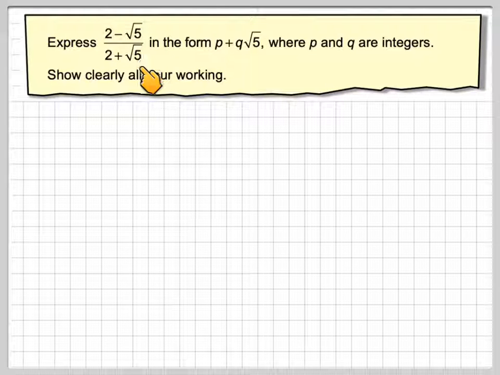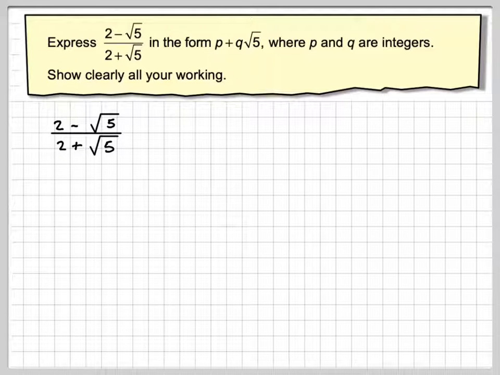Express 2 minus root 5 over 2 plus root 5 in the form p plus q root 5, where p and q are integers. Show clearly all your working. Now we know we can put this in our calculator and get the answer. You'll get 0 marks though if you do that, and the examiner will not be too impressed. So you must clearly show your working.